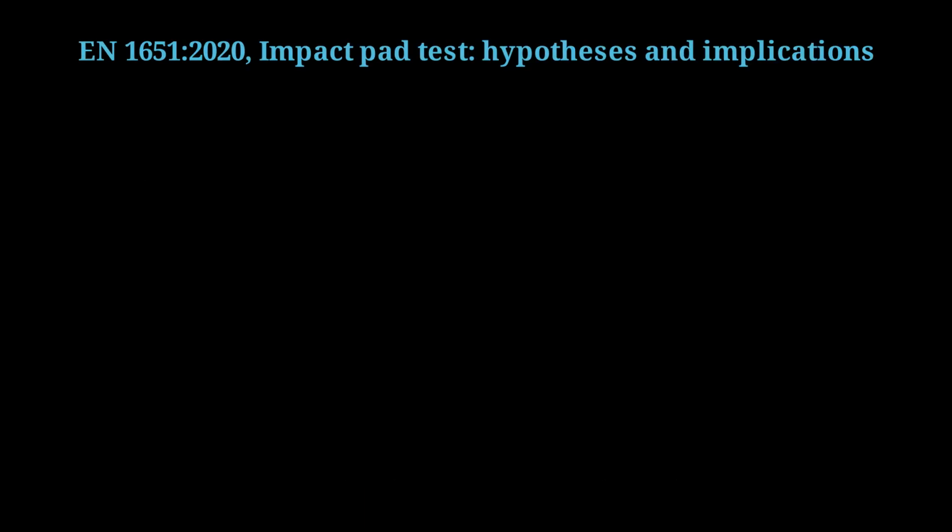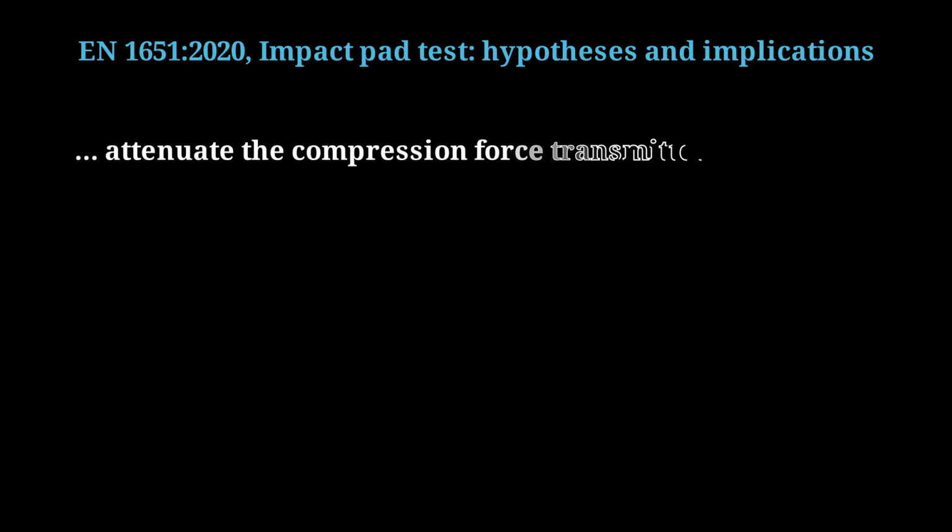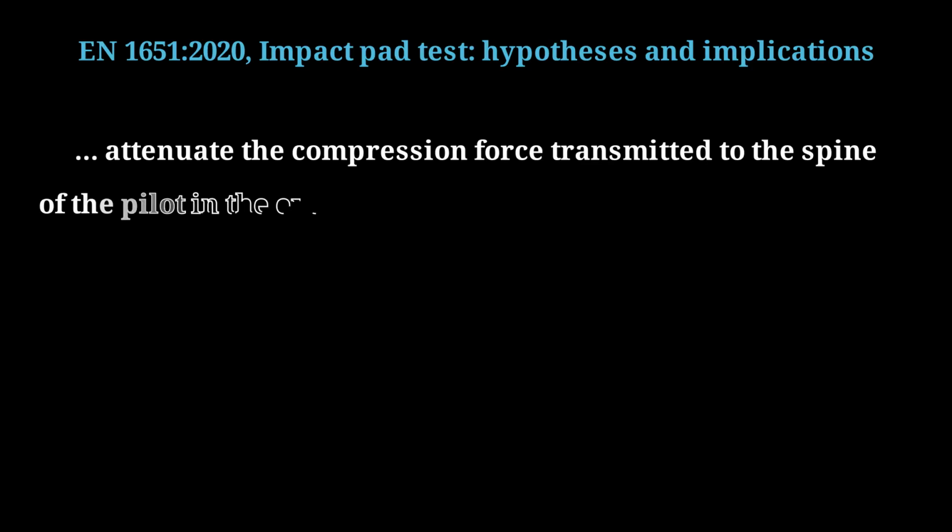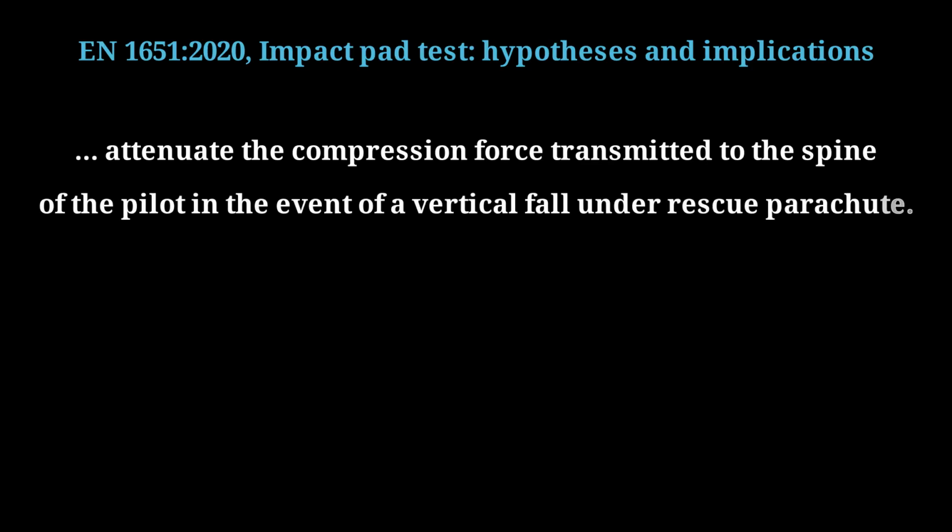What is the goal of the impact test in the EN 1651? The objective is to assess comparatively the capacity to attenuate the compression force transmitted to the spine of a pilot in an event of a vertical fall under the rescue parachute. I will decorticate the important terms one by one.